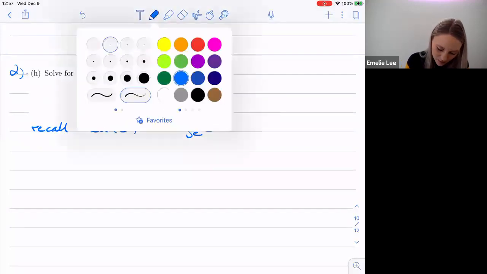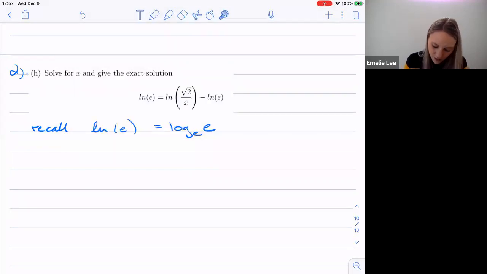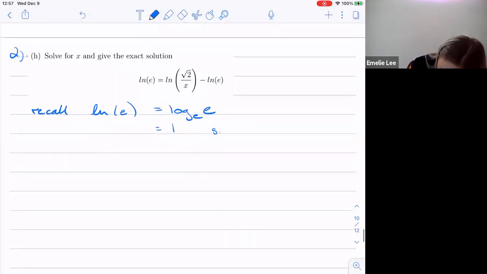So e to the power of what equals e? Well, e to the power of 1 equals e. And so this is 1, since e to the power of 1 is e. Okay.